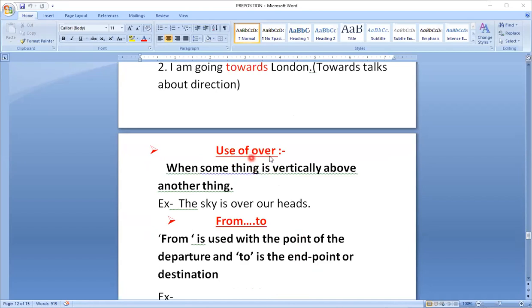Now the other uses, another example of over. We use over when something is vertically above another thing. कोई भी चीज किसी के ऊपर vertically, मतलब सीधी straight है, vertically another thing. Yes, for example, the sky is over our head. हमारे बिल्कुल सीधे straight ऊपर क्या है? हमारे sky है. So we use the preposition over in this sentence.